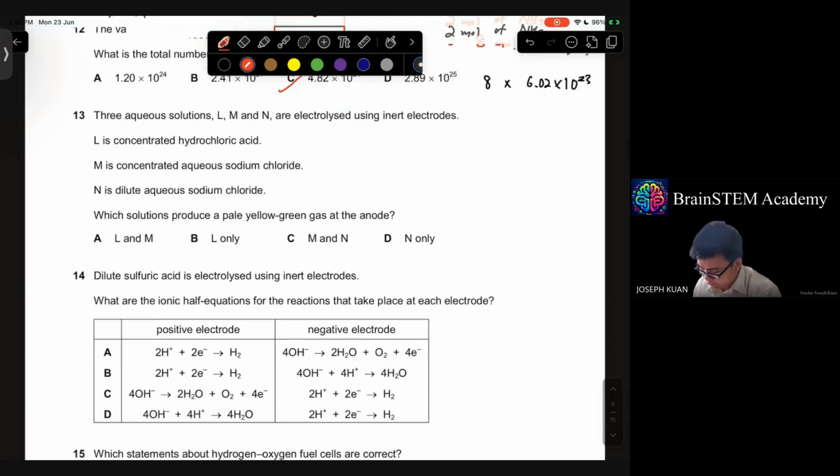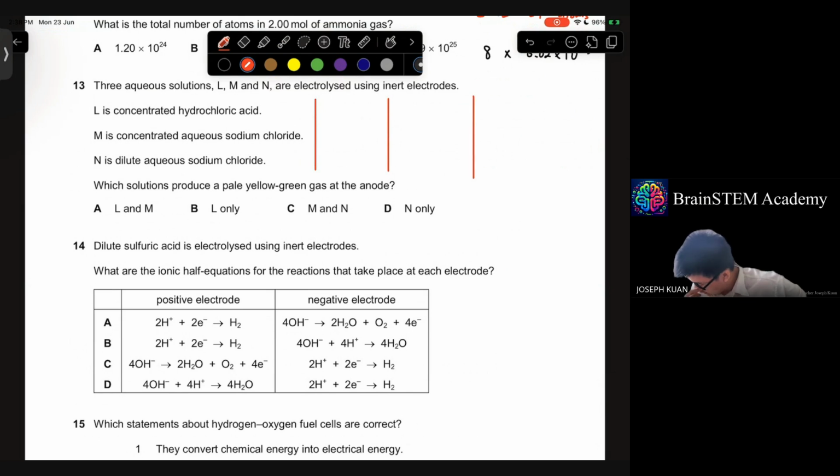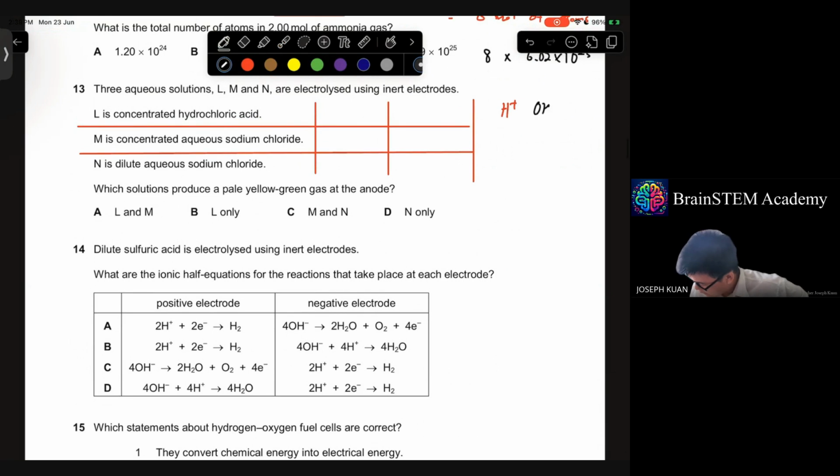Next, 3 aqueous solutions L, M, and N are electrolyzed using inert electrodes. Which solutions produce a pale yellow-green gas at the anode? Now, for the first question, or should I say for all 3 questions, we have to analyze the ions present for these 3 electrolytes. For the first solution, it contains hydrogen ion from the hydrochloric acid and also from the solution, as well as hydroxide ions and chloride ions.